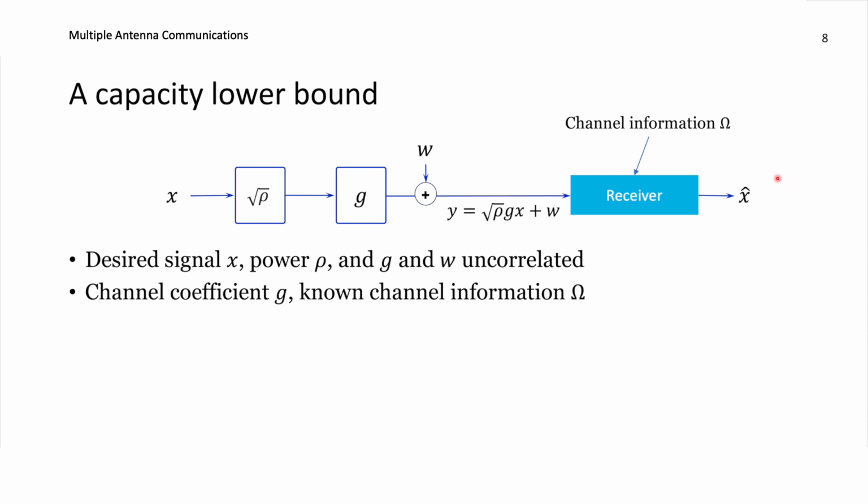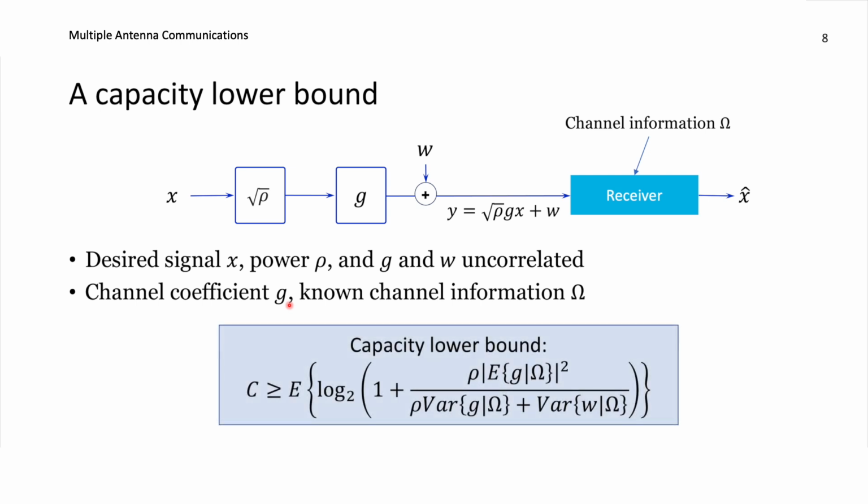And when it's forming this estimate, what does it have access to? Well, it has this received signal Y, and it has some kind of channel information that we call omega. And this channel information is something around the channel coefficient G. And what we have considered earlier is that we know the exact realization of G, even if it's a random number. But now we will generalize that, because in practice we can't know the exact value. We have these estimation errors that I just talked about. And then we can't compute the capacity exactly, but we can compute a capacity lower bound.